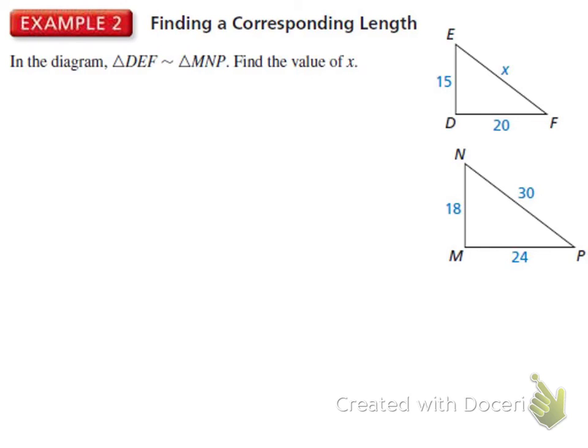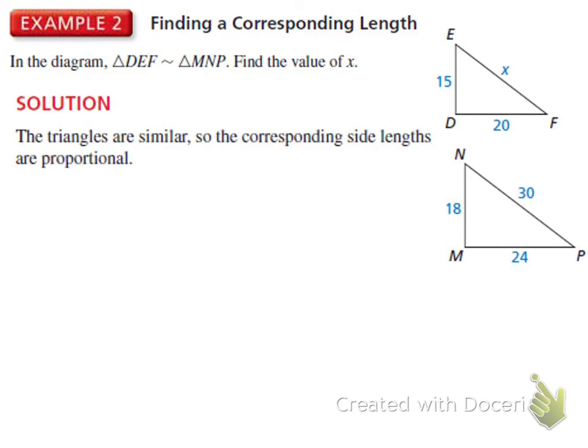So these two shapes are similar. We're going to find the value of x. It is a length. What do we know about side lengths with similar figures? They're proportional. So we're going to set up a proportion. Okay, so the triangles are similar, so the corresponding side lengths are proportional. We're going to write a proportion.